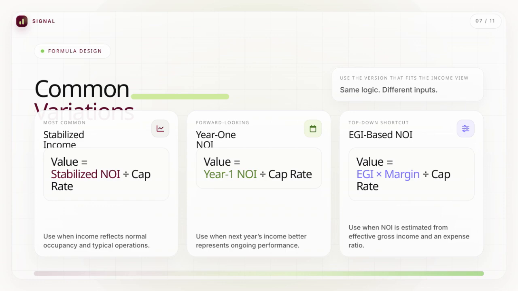Here, we're looking at some common variations of the formula used to value properties based on income. The key idea is to use the version that best fits the type of income you're analyzing. First, there's the stabilized income method. This is the most common approach and uses stabilized NOI divided by the cap rate.